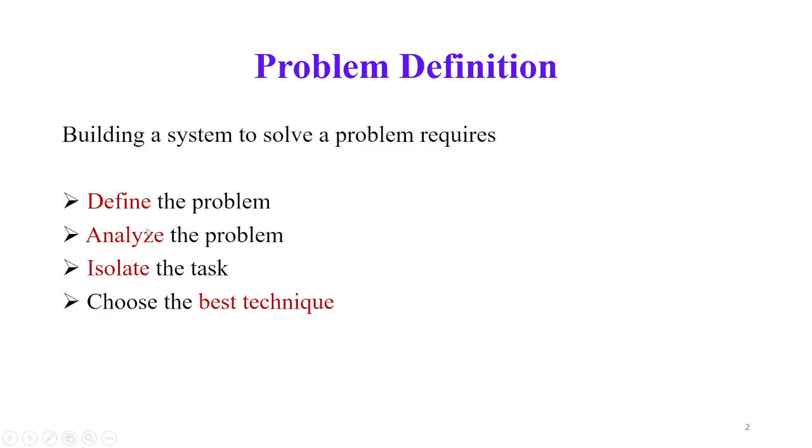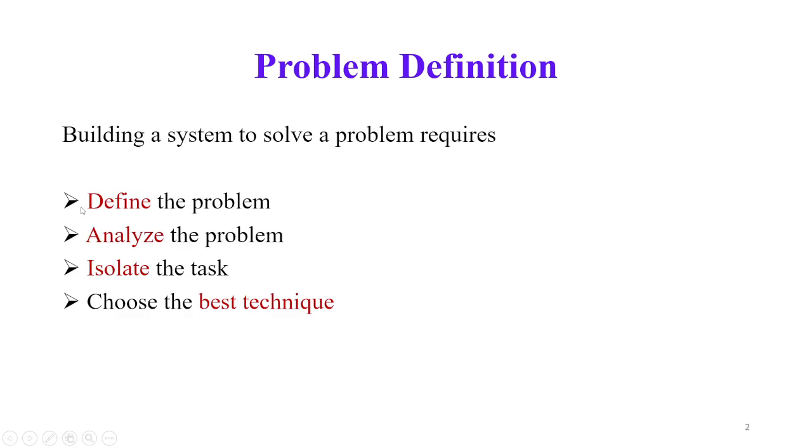Now, the first question we need to answer is, what is a problem? Because we're going to talk about problem definition, before that we should understand what a problem is. When we say we want to build a system to solve a problem, we need to go through the complete process. We cannot give a vague description. The first step is to define the problem very clearly.